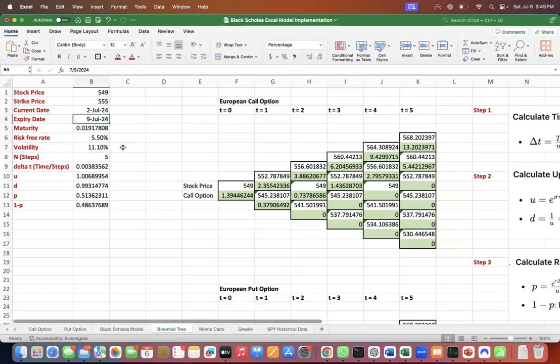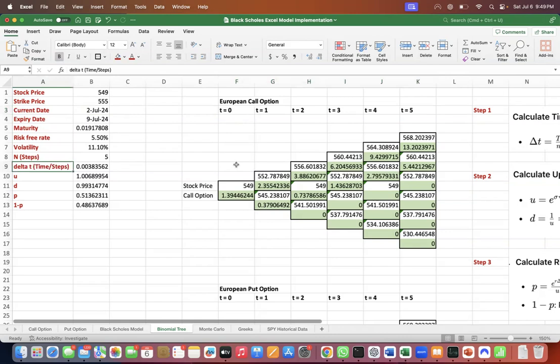See, between 2nd July and 9th July, we have 7 days, a difference of seven, and we have Saturday and Sunday coming up. If you remove these two, you will have just five data points to consider. That's why what we have taken is five time steps, which represents five trading days.